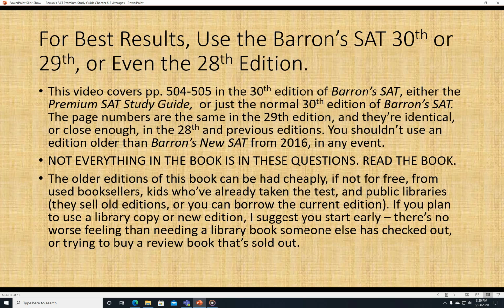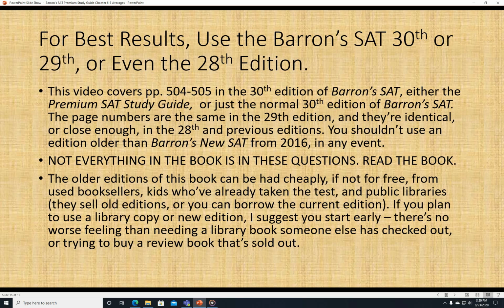All right, so for the best results, use the Barron's SAT, 30th or 29th, or even the 28th edition. This covers pages 504 through 505 in the 30th edition of the Barron's SAT, either the Premium SAT Study Guide or the normal 30th edition of Barron's SAT. The page numbers are the same in the 29th edition, and they're identical or close enough in the 28th and previous editions. You shouldn't use an edition older than Barron's new SAT from 2016 in any event. Not everything in this book is in these questions. Do read the actual chapters out of the book.